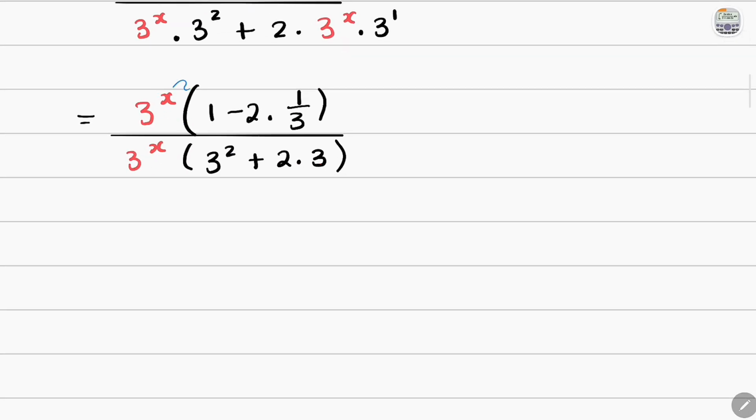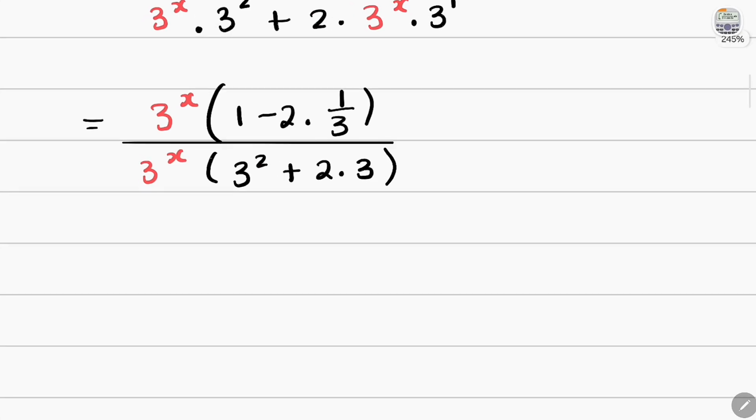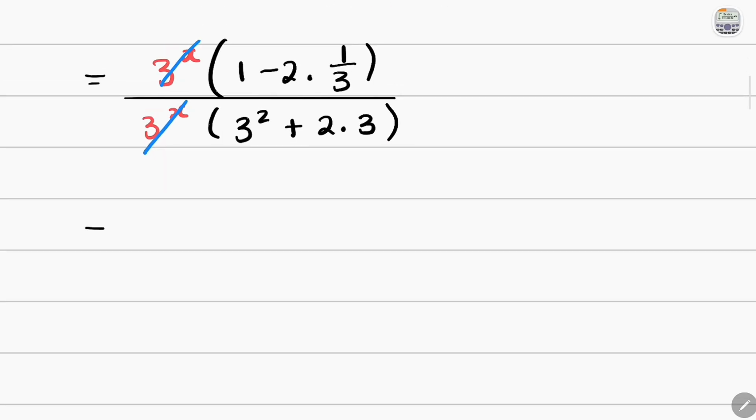So these that are common, they would cancel. And now we can cancel. The reason why is because now do you see that you have one term in the numerator and one term in the denominator. Brackets join terms together. And so now it's safe to cancel. So these divide and we are just left with numbers. So let's just simplify the numbers.